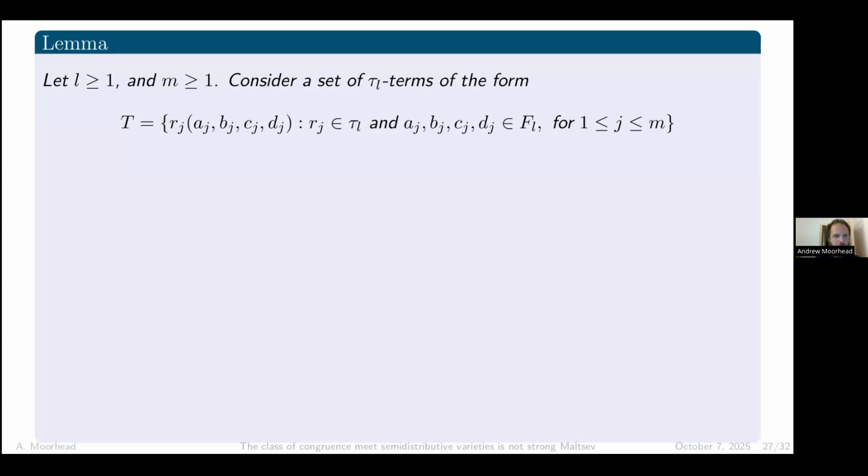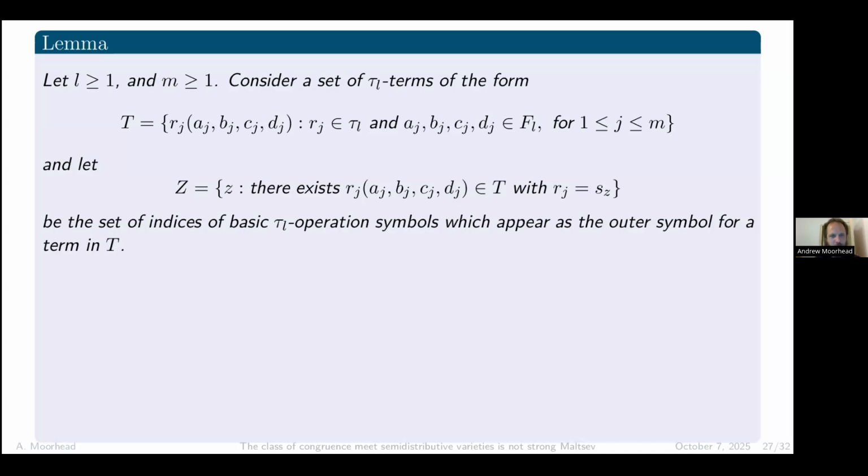Okay, but here's our lemma. Let L be greater than or equal to 1, M be greater than or equal to 1, and we're going to consider a set of tau L terms of this form where I'm taking some of my normal forms from the free algebra, and now I'm applying a basic term to them. I'm sorry, a basic operation symbol. So I'm only looking at terms of this form. I have some set of them, and I'm going to let Z, capital Z, be the set of indices of these terms.